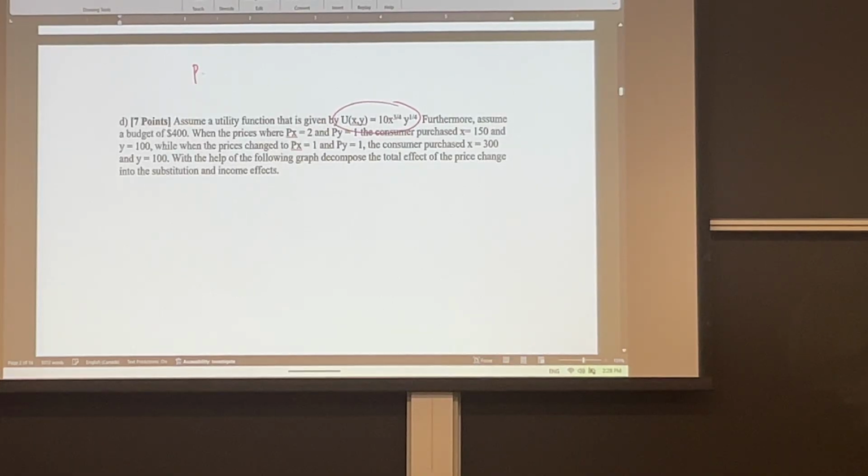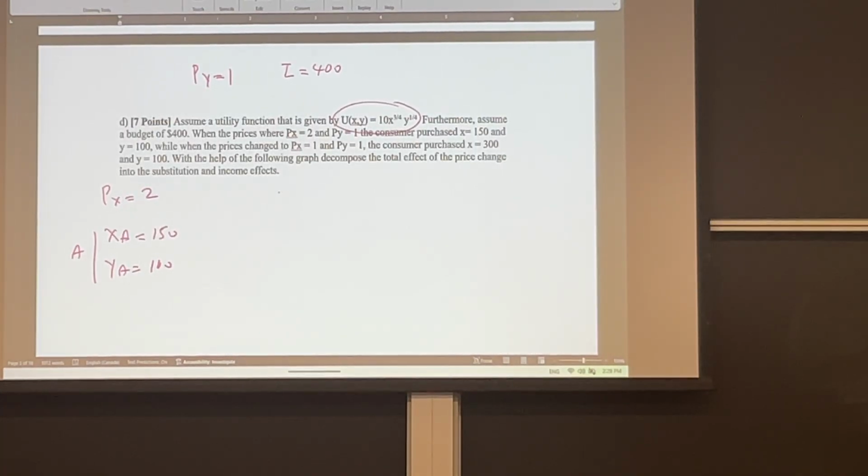Price of Y is how much? 1. The income is 400. Initially, price of X is 2. That gives us the initial bundle, which is how much? 150? 100. That's the initial bundle.